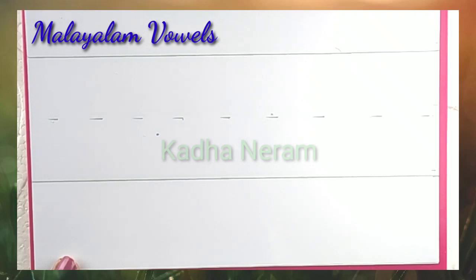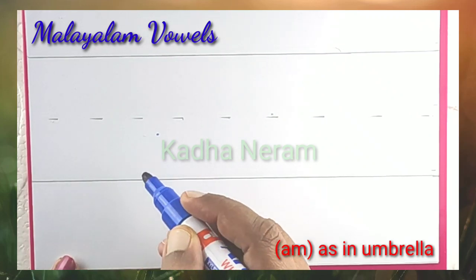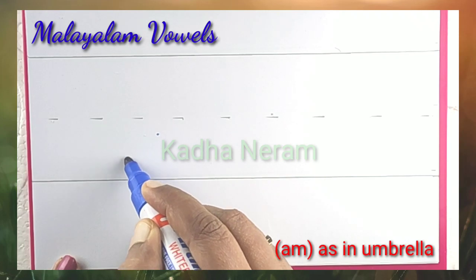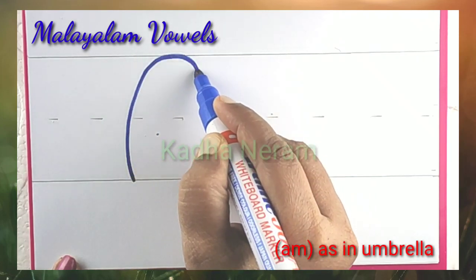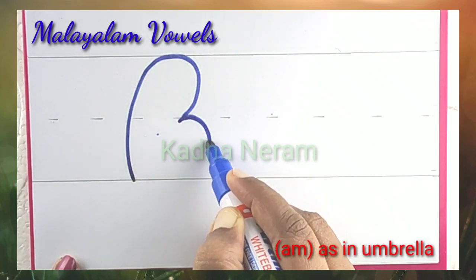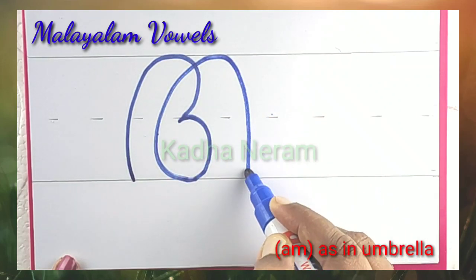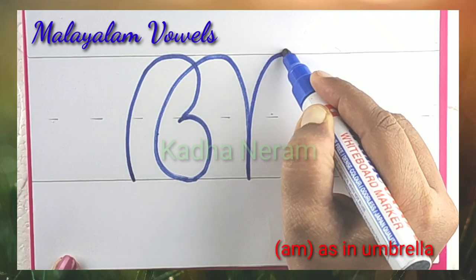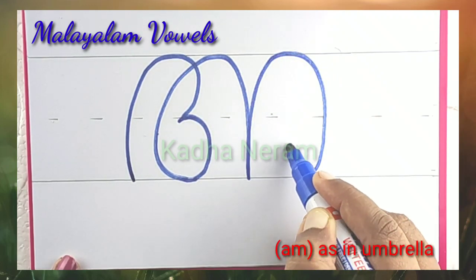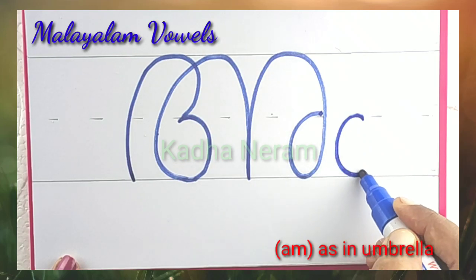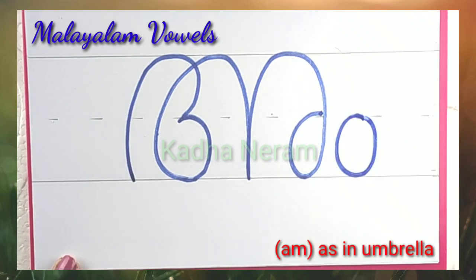The next vowel we have is, so to write we have to first write A. So here we already know how to write A. Down, it's A, and put a zero over here.